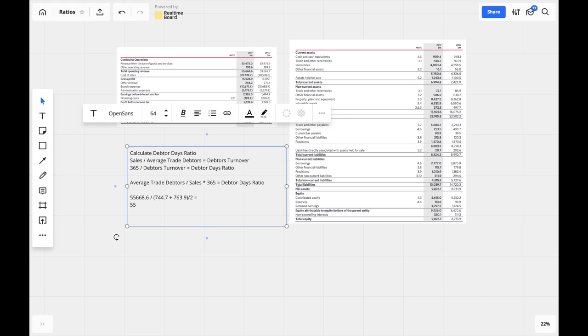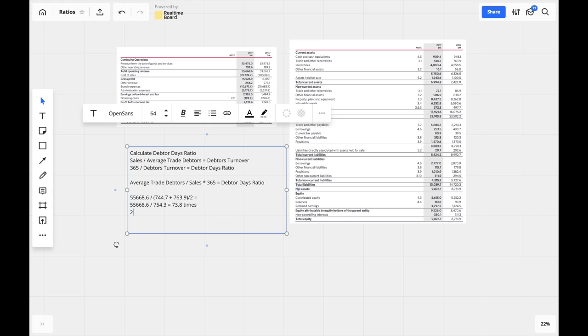So we've got 55,668.6 and let's work out the average first. If we grab the calculator, 744.7 plus 763.9, divide that by 2 is 754.3. And then if we take our 55,668.6 and divide that by 754.3, you get 73.8. And that's times. So it's not days, it's times. So we turn over all of our customer collections almost 74 times per year.